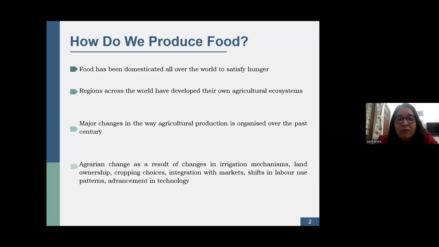Now, as we all know, food has been domesticated all over the world to satisfy hunger. And as a process, regions across the world have developed their own agricultural ecosystems. But in the last century, there have been major shifts and changes in the way agricultural production is organized. Agrarian change has come about as a result of changes in irrigation patterns, changes in land ownership, cropping choices, integration with markets, shifts in labor use patterns, and advancement in technology.